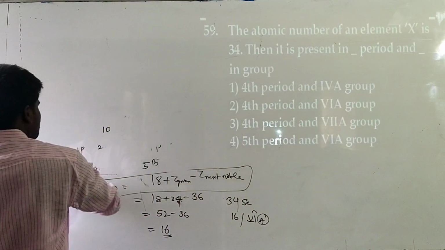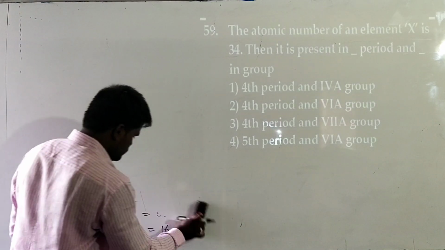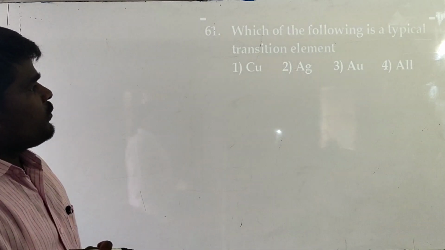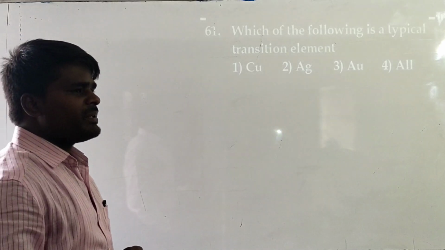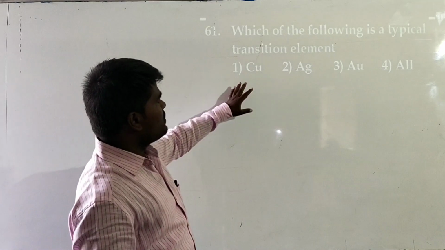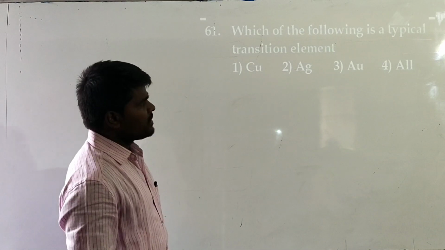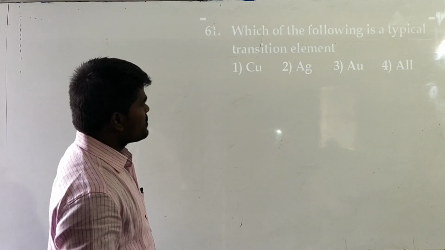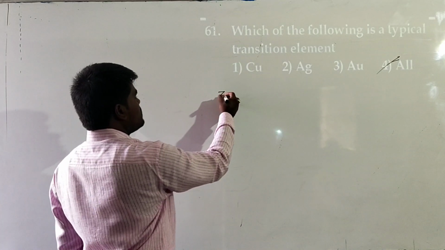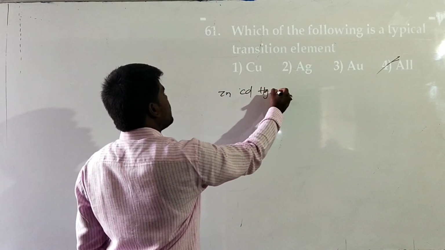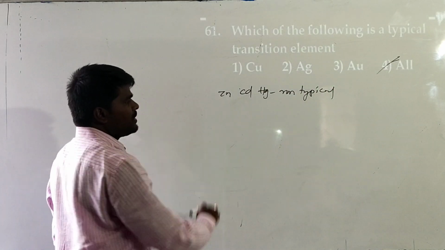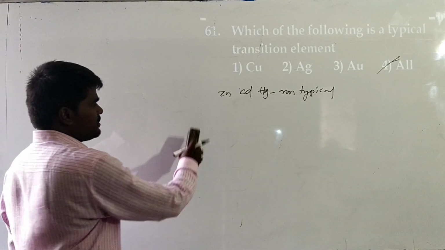Very good. Here comes our next question. Which of the following is a typical transition element? What is meant by typical transition elements? All these elements in the ground state cannot behave as transition elements, but in an oxidation state they can behave as transition elements. That is copper, silver, iron, all of them are called typical transition elements. Zinc, cadmium, mercury are called non-typical transition elements. These three are typical and these three are non-typical transition elements. It's a direct question.